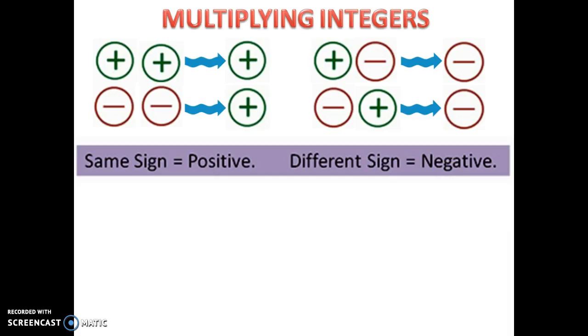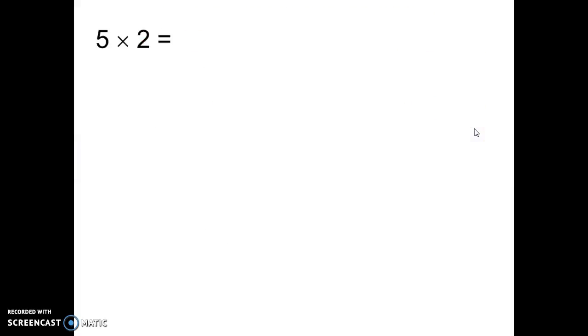Multiplying integers. We use these rules: if the same sign is multiplying, we end up with a positive answer. If different signs are multiplying, we end up with a negative answer. But why is this so?